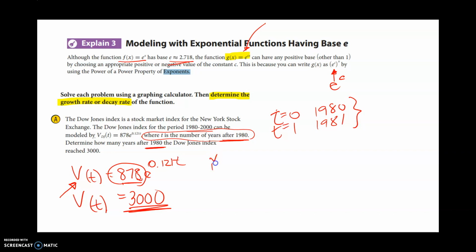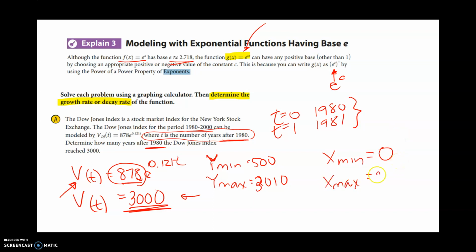So I'm going to do Y min. I don't need to see 0, it's not going to tell me anything. And Y max, I'm putting at 3,010. I just need to be a little above to see this intersection. Now, X min, we're going to start at 0, which is 1980. And X max, I don't know. I'm going to start with 20 because I have no idea where the intersection's happening. 0 to 20, and I have that.